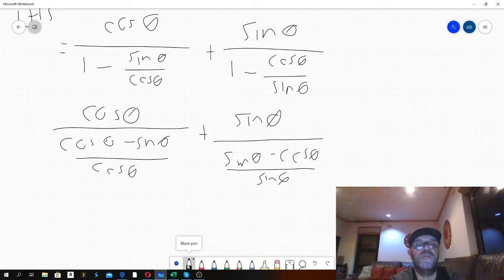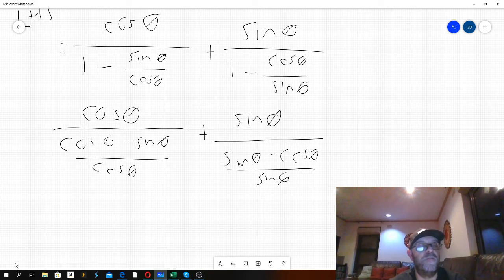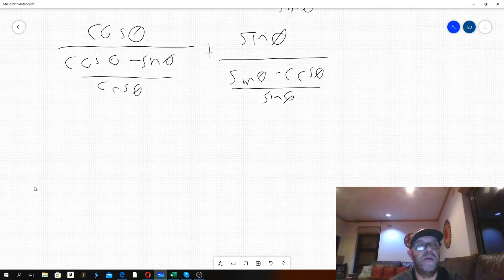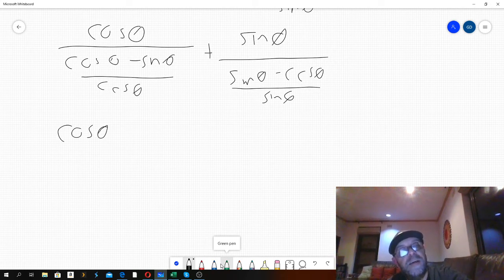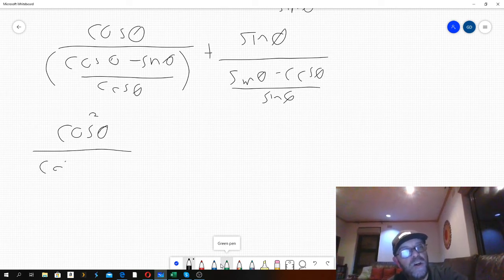Alright, so now it's time to reduce each fraction from a double fraction to just single fractions. Cos divided by cos minus sine over cos is the same as cos times cos over cos minus sine. So again, I've got cos theta divided by this thing, so it'll be times the inverse. That means I've got cos squared at the top all over cos theta minus sine theta.